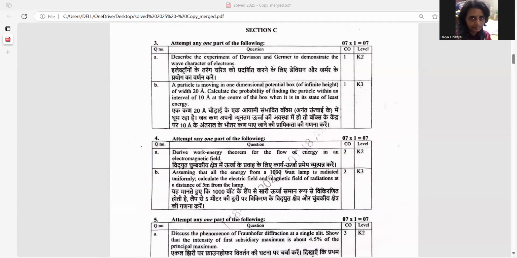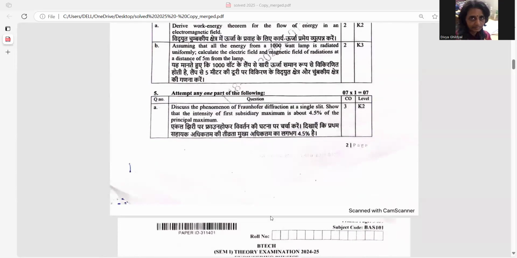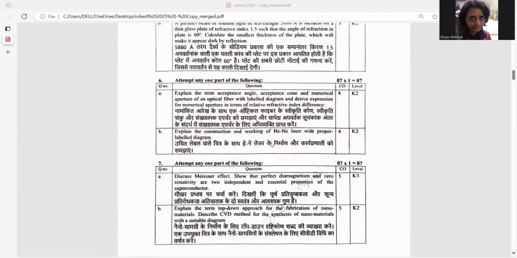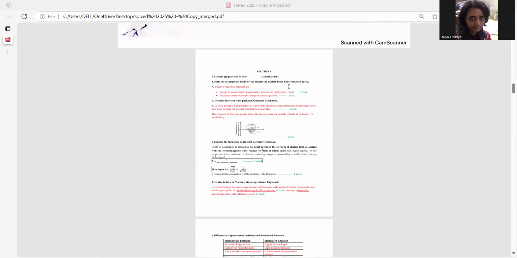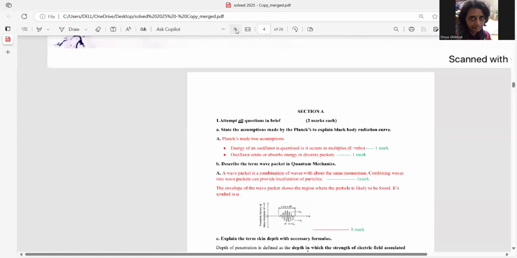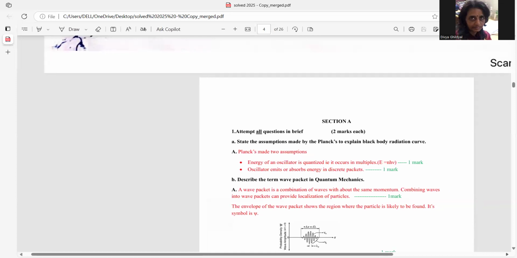And here, like a lengthy experiment along with numerical, or here a derivation along with the numerical. Once again, you are having derivation along with the numerical. Here, section 6, 7. So let us begin to solve the paper. Paper was a very easy one compared to your previous year papers which have come. So let us start solving your question paper.